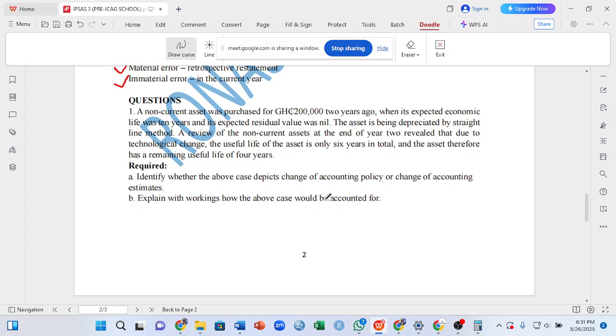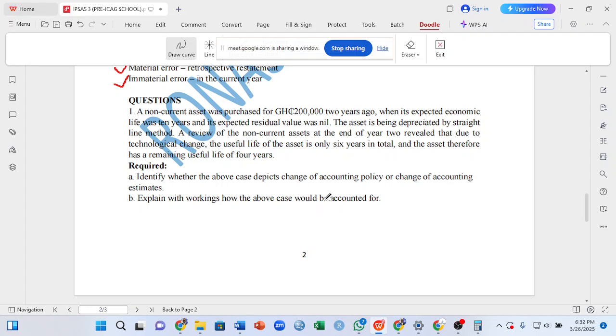In my own opinion, I think it's a change in accounting estimate, because revaluing the period, reducing the term from 10 years to 4 years, will affect the carrying amounts. That's my view, sir.